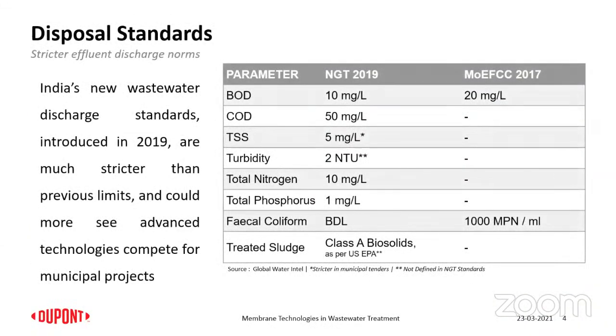If you look, even from 2017, the disposal norms have been made stricter, where earlier double-digit turbidity and double-digit TSS disposal was allowed. Nowadays, it's made to like 5 ppm or 2 NTU. These are all from very recent municipal projects. Again, why municipal projects? Because the municipal agencies are very keen on ensuring that the water bodies are not infected by wastewater being dumped into them.